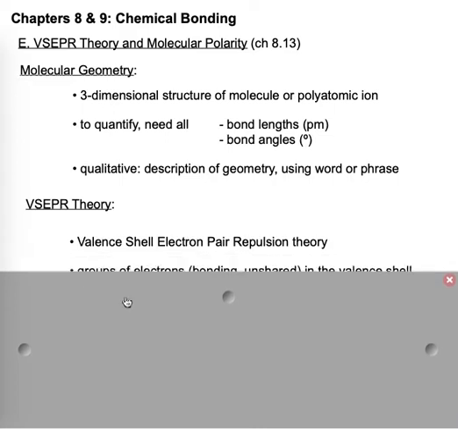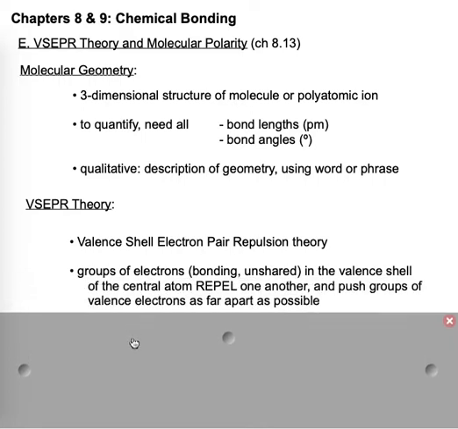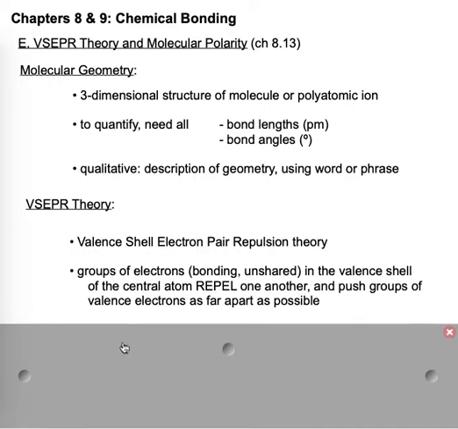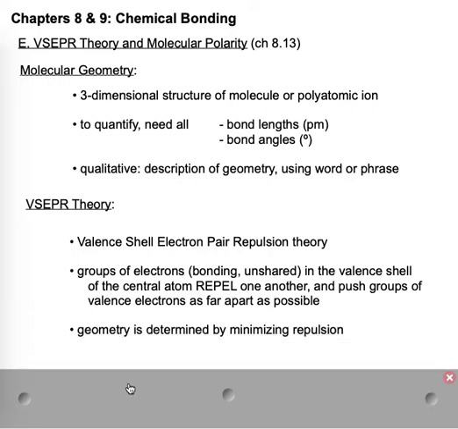And the idea is quite simple. Groups of electrons, which include bonding groups and unshared groups, in the valence shell of the central atom repel one another because they're made up of electrons. And they push the groups of valence electrons as far apart from each other as possible. The geometry of the molecule or ion is determined by minimizing this repulsion.